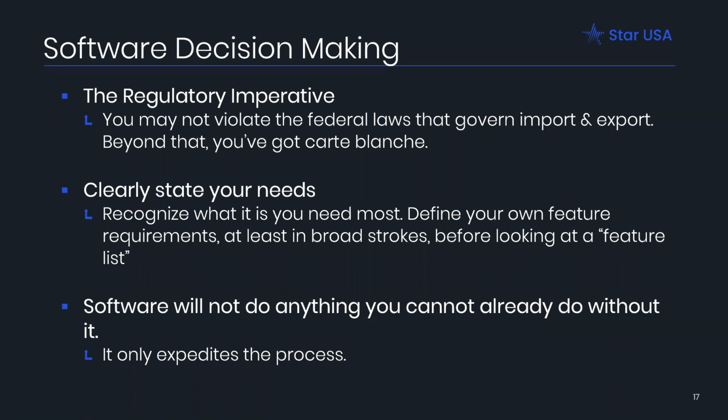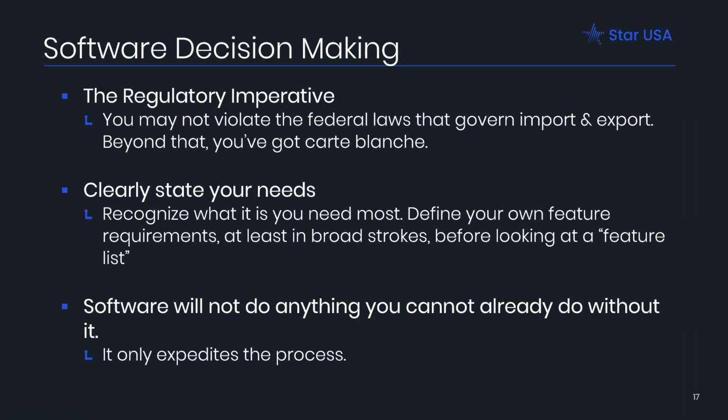One of the most important things when deciding on software is the regulatory imperative. I've touched on this already, but the underpinning of our roles, whether we're explicitly a trade compliance person or not, maybe we're in logistics, but we're having to field the trade compliance decisions, we have that regulatory imperative. We may not violate the federal laws that govern the import and export of goods. Beyond that, you've got pretty much carte blanche on what your software can do for you, as long as you're not setting the software up to be the decision maker on what the regulatory aspects of your shipments are.